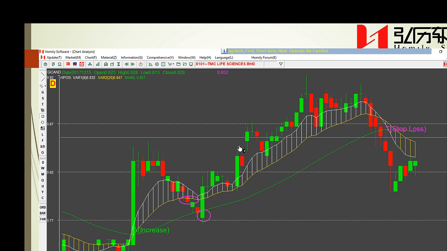So here it is better to combine with the MACD to see when the price drops to this area, the bankers are still inside, so we can decide to buy at this day, and then here is still the uptrend, so we can still hold it. So we can combine every indicator with MACD, because MACD is the most important one in the Homely software. It is very useful.